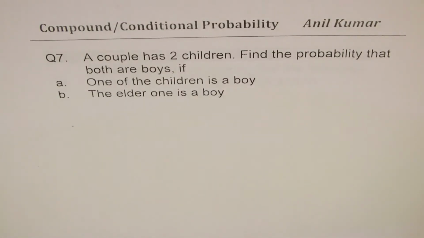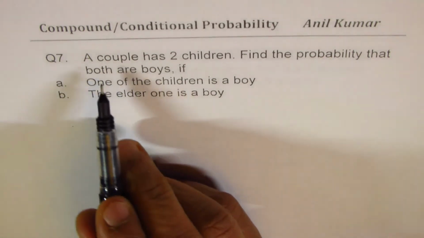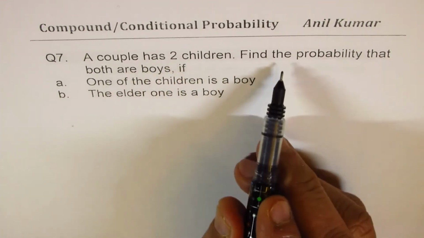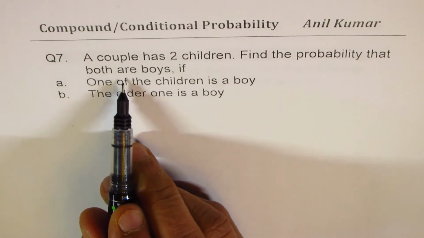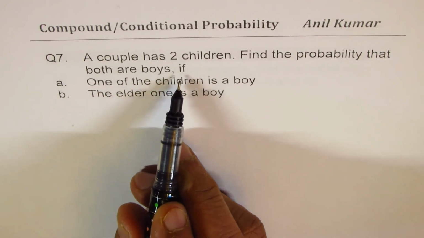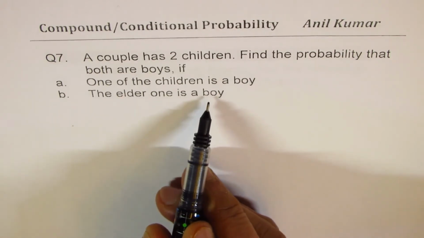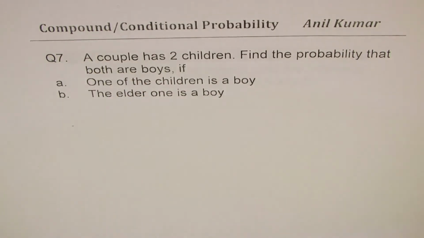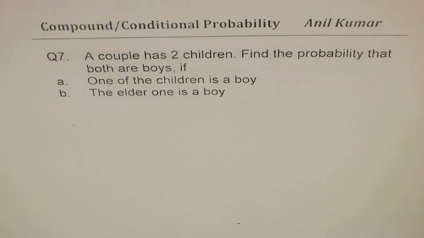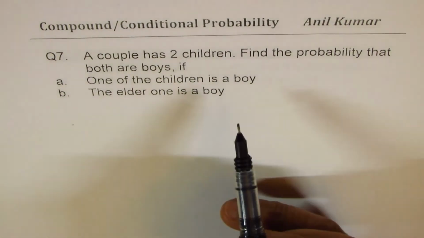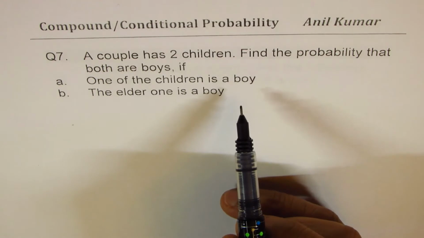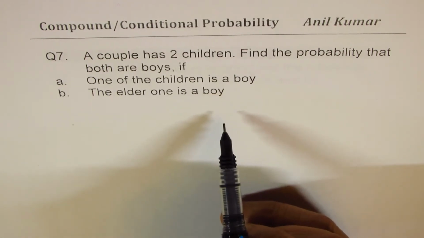Question number 7. A couple has 2 children. Find the probability that both are boys, if one of the children is a boy, or if the elder one is a boy. So we have 2 different conditions here. I would like you to pause the video, answer this question, and then look into my suggestions. So let us try to do this question with the help of a tree diagram and also algebraically.